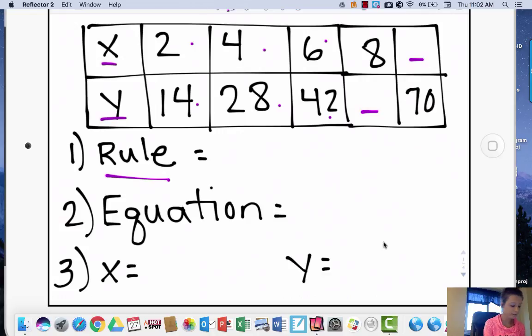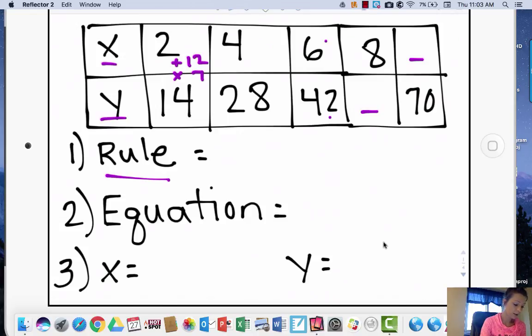So you start with x. So my first x value is 2. I always think to myself, to go from 2 to 14, am I increasing or am I decreasing? If I'm increasing, I know that I am either using the operations of adding or multiplying. If I'm decreasing, I know that I'm either using division or subtraction. So here, I'm increasing 2 to 14. To go from 2 to 14, I can add by 12, or I can multiply by 7.